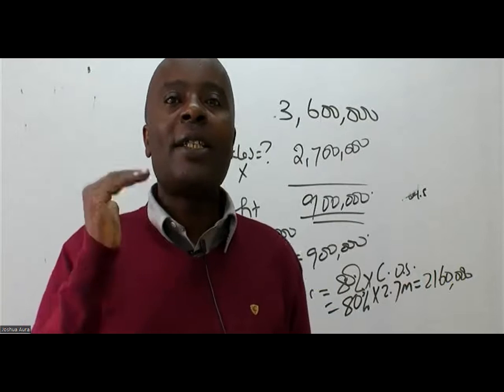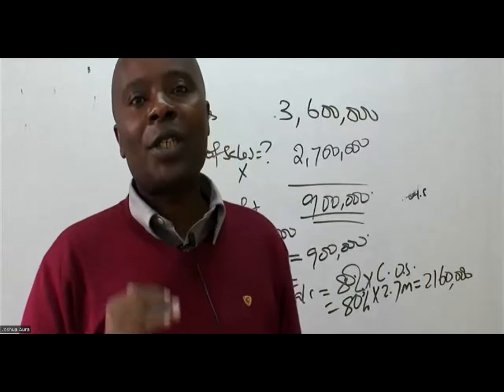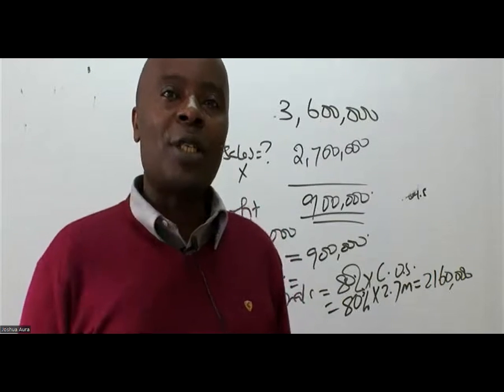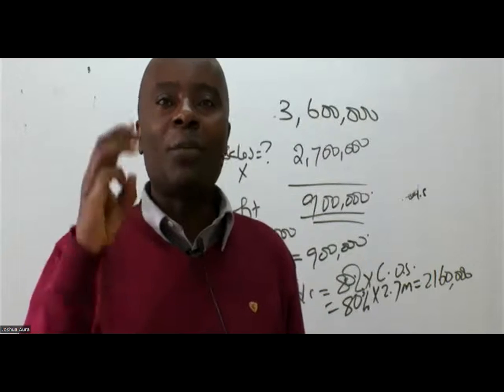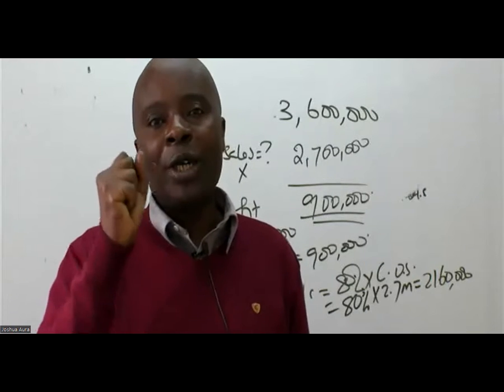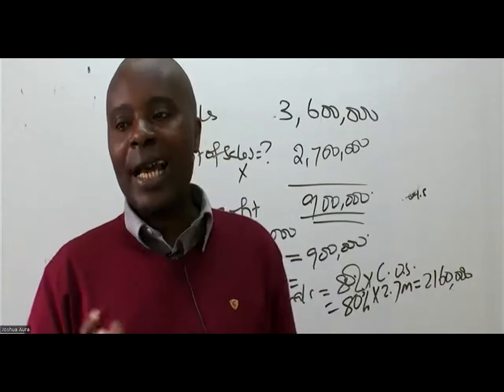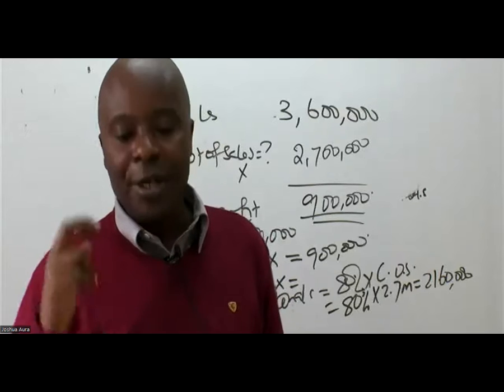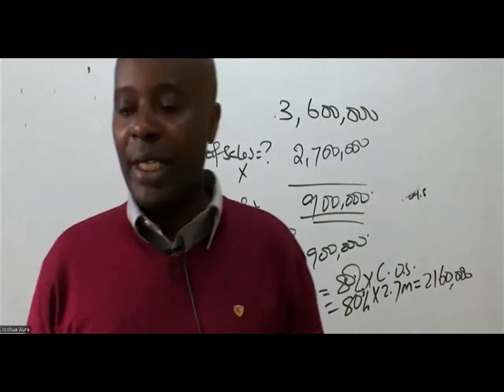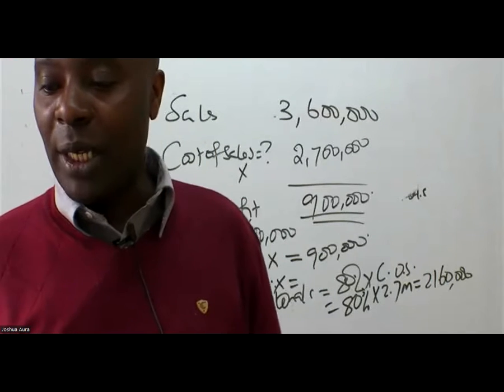To get the operating cash cycle ratios, I should be able to get the receivable days, the inventory days, and the payable days. So let's start with the receivable days. Is there somebody who can give us the receivable days?